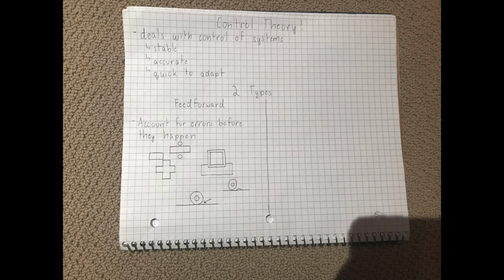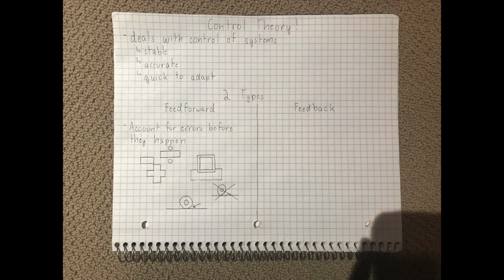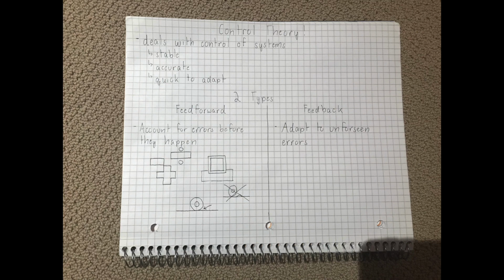However, when it comes to things like going over bumps, feed-forward control doesn't do so well, because those are unforeseen disturbances that can't be accounted for beforehand. In order to deal with going at a constant speed while going over bumps, we need a different type of control. Feedback control is what works to help the system adapt to any unforeseen errors.